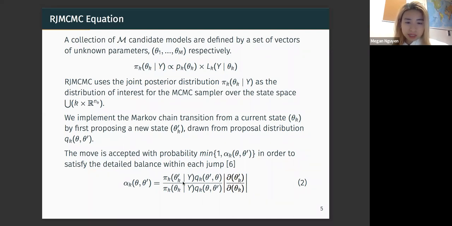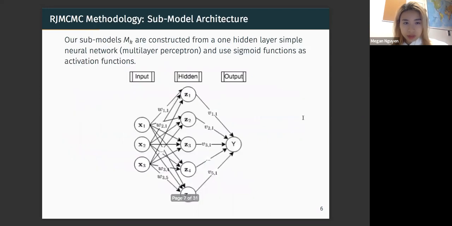So it means that essentially the next state that we're proposing is not the state from the current model K, but the state from model K'. So we are trying to jump from one model to another by proposing a new state from a new model, from the next best model. So based on that, right now for our project, we start with the submodels.